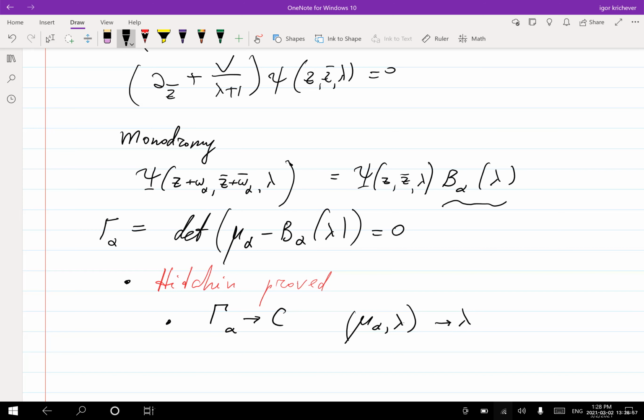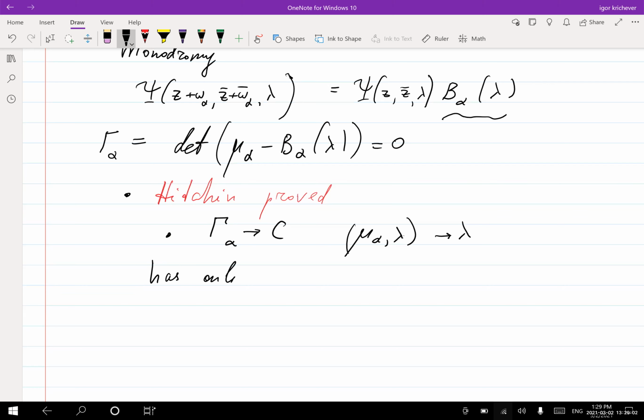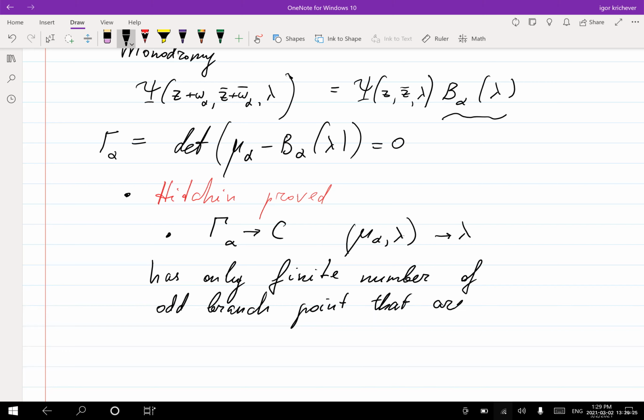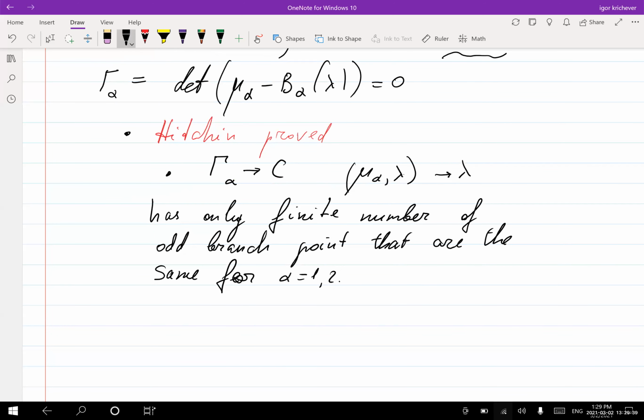So it's a two-sheeted curve over the lambda plane, which has only a finite number of odd branch points that are the same for alpha equals 1 and 2. This finite number of branch points defines a hyperelliptic curve. It's hyperelliptic because there is only a finite number of branch points.